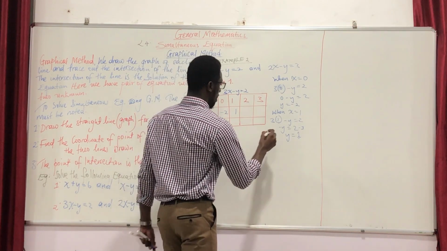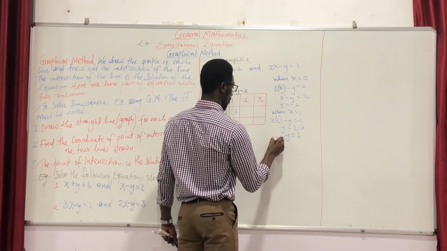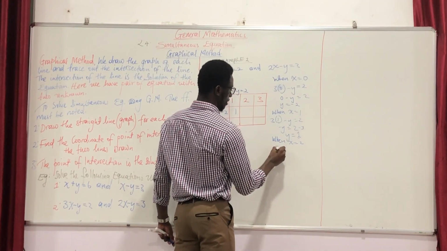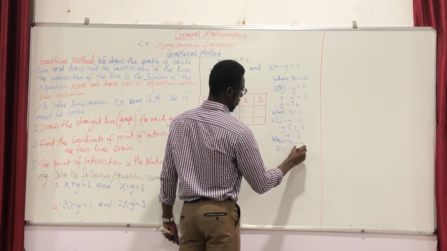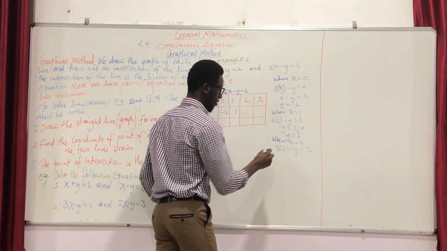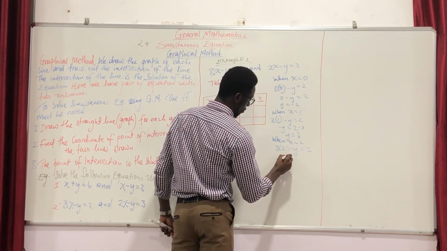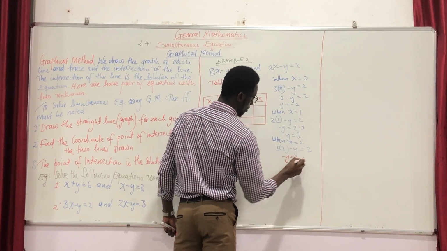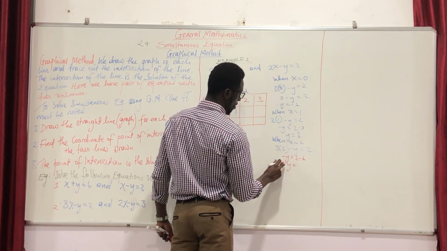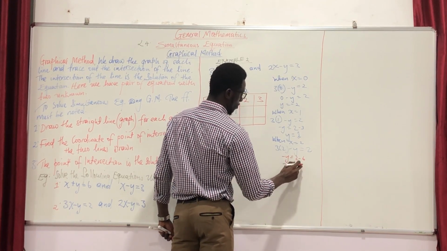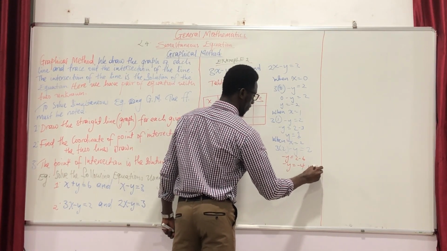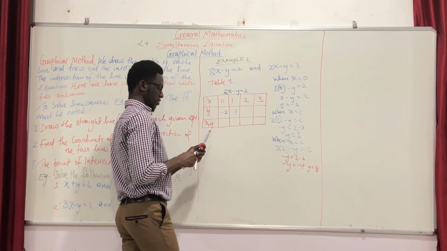Okay? So when x equals 2, we say 3 into 2 minus y equals 2. So here now we can say 6 minus y equals 2, so minus y equals 2 minus 6, which is minus 4. The minus cancels, so our y equals 4. So y here is 4.